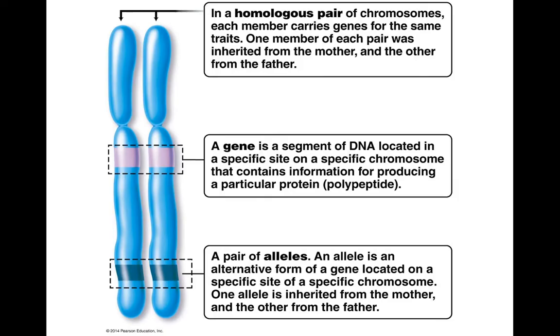So, this is a homologous pair of chromosomes. The one on the left is from your mom, the one on your right is from your dad. Now, as humans, we have 46 chromosomes. 23, a whole set, comes from your mom, a whole set comes from your dad. A homologous pair is a chromosome, one from your mom, one from your dad, that carry the same genes.